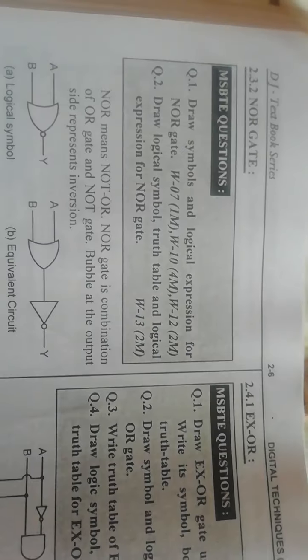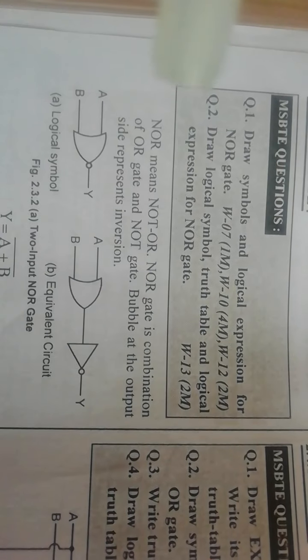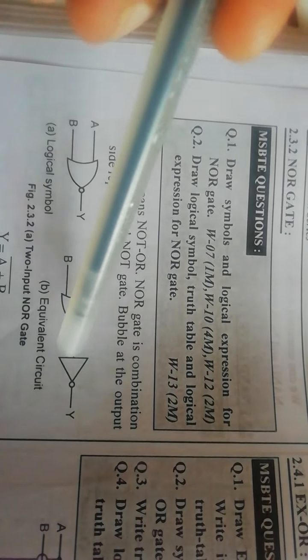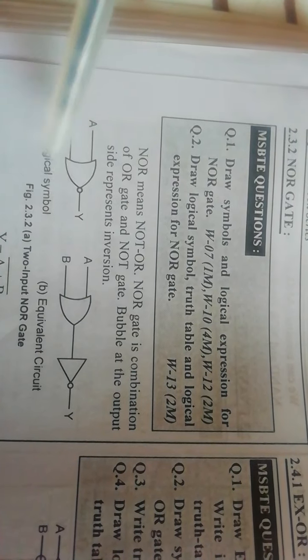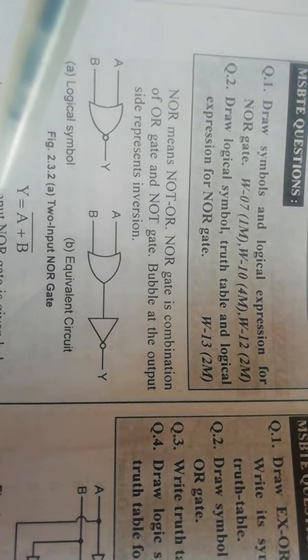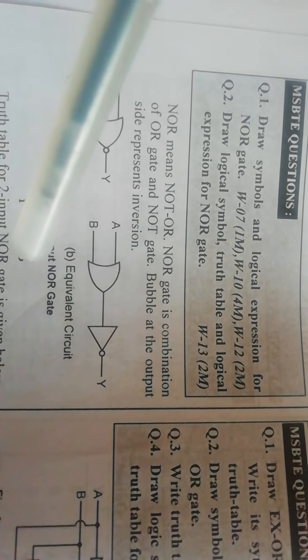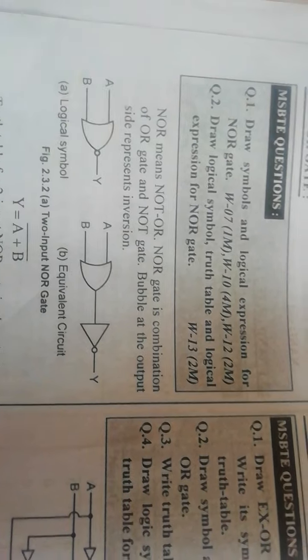Same for the NOR gate. The NOR gate is a combination of an OR gate and a NOT gate. This is the symbol of the NOR gate. And this is the expression of the NOR gate, A plus B complement, or we can say A bar.